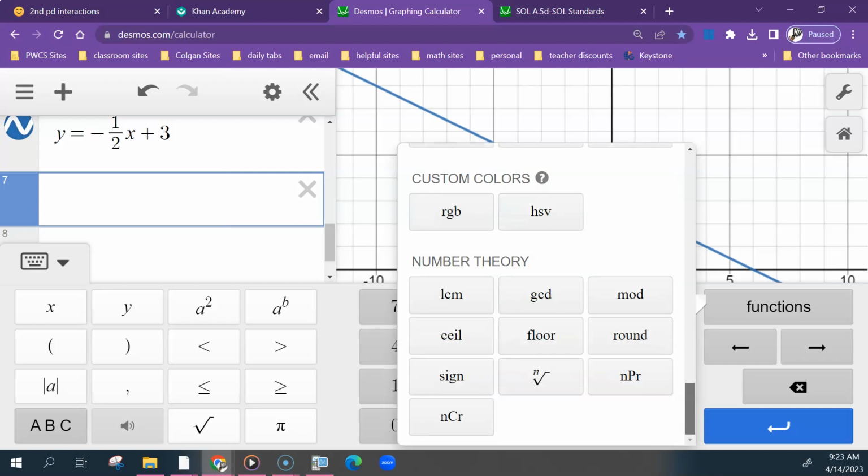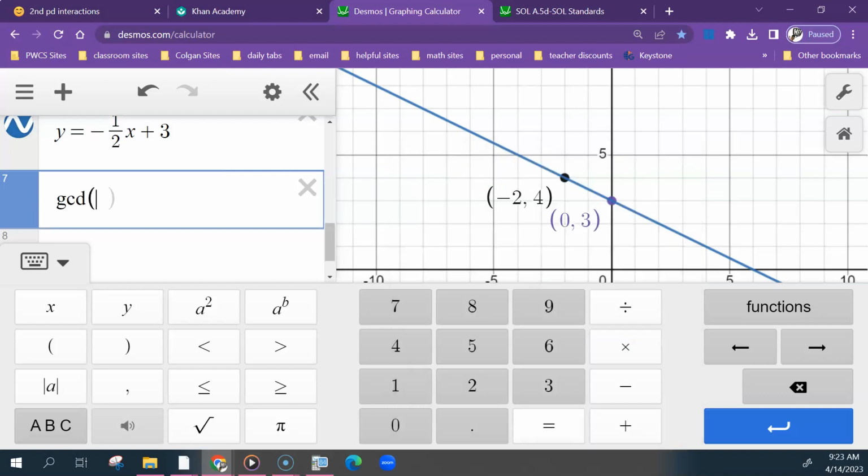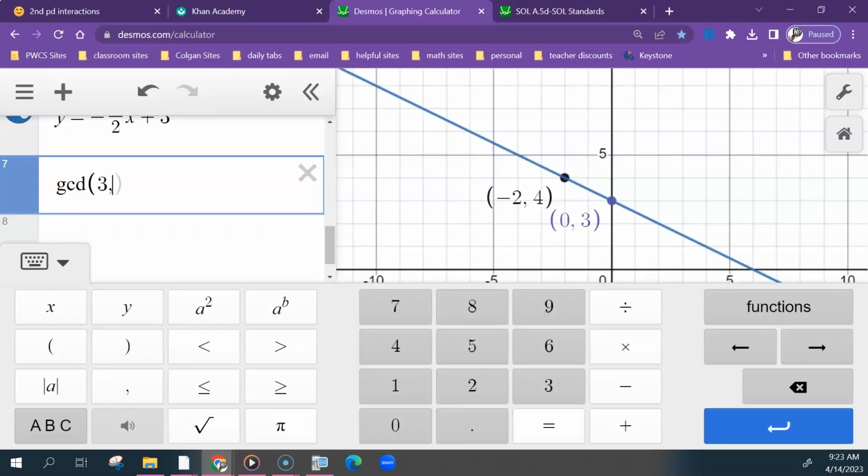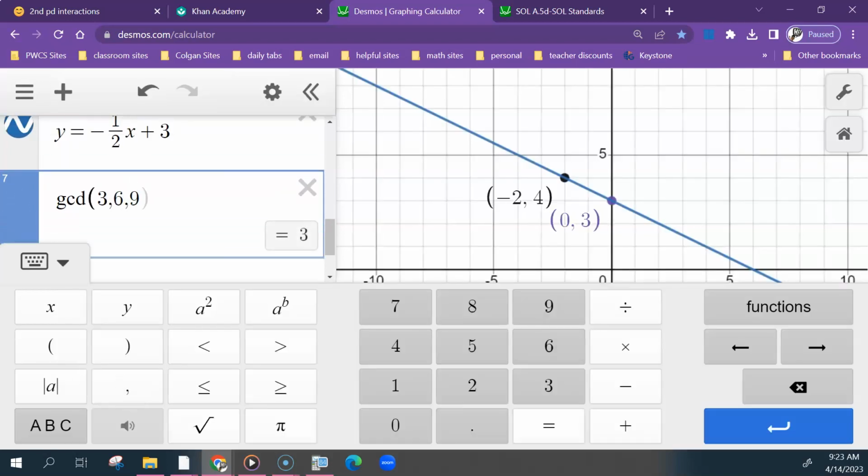In your keyboard, in your functions, if you scroll all the way down to number theory, there's GCD, which is greatest common divisor, same thing as greatest common factor. You can put in however many numbers you need, so I'm going to make up some. Put commas in between them, and it'll tell you what the GCF is. So that only helps you with numbers-wise. It doesn't help you with variables-wise, so you still have to look at your variables and be able to tell that. Okay, questions on that?